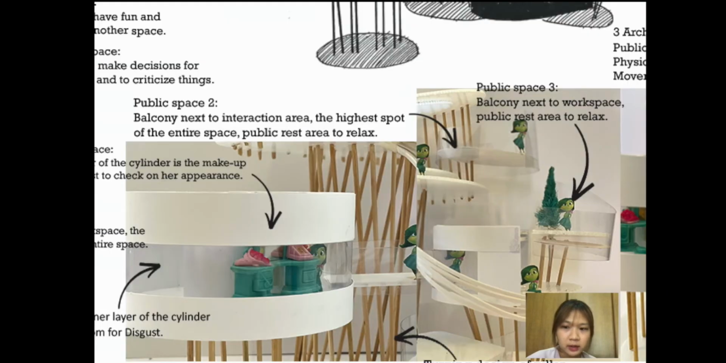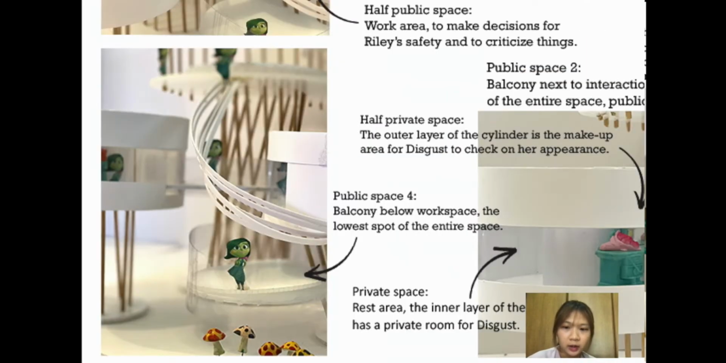The next public space is the balcony next to the interaction area, which is the highest spot of the entire space. It is also a public rest area to relax. And the third public space is the balcony next to the workspace. It is also a rest area to relax. And the last public space is also the lowest spot of the whole project. It is the balcony below the workspace.